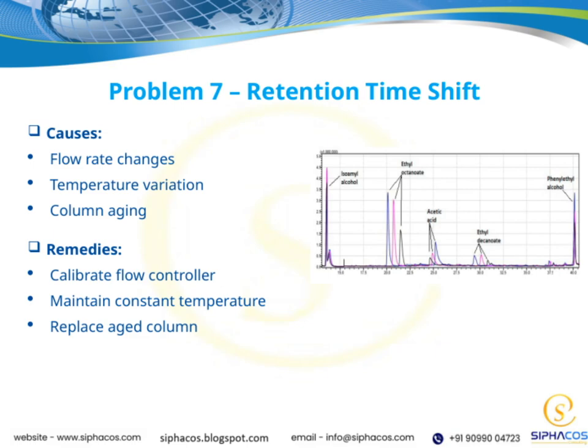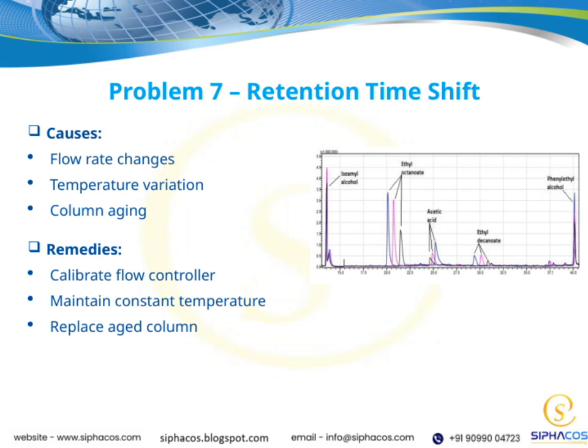This is a common issue in chromatography, and understanding the causes is key to resolving it. First, changes in flow rate can significantly affect retention times. Even small fluctuations can cause the analytes to elute earlier or later than expected. Next, temperature variation is another major factor. Since temperature influences the interactions between analytes and the column, inconsistent temperatures can lead to shifts.